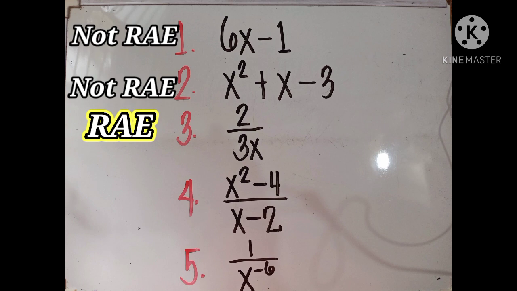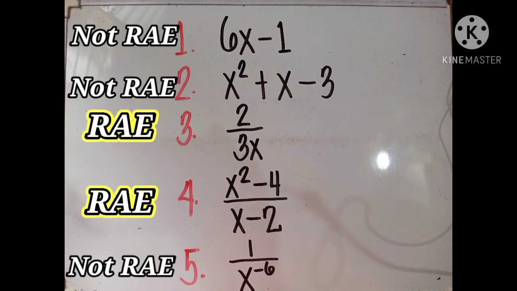Number 4, x squared minus 4 over x minus 2. It is a rational algebraic expression. And number 5, 1 over x raised to negative 6. It is not a rational algebraic expression because the denominator x raised to negative 6 is not a polynomial.